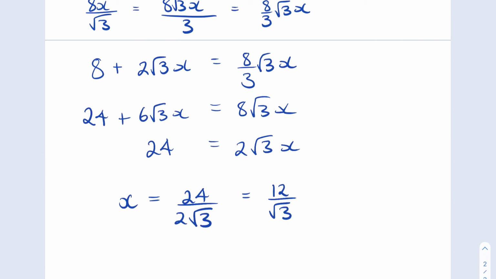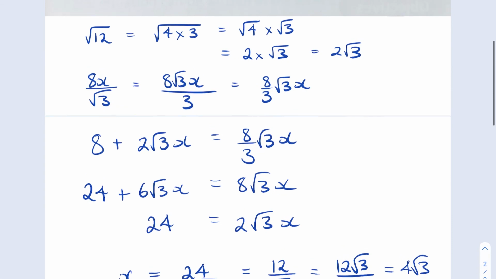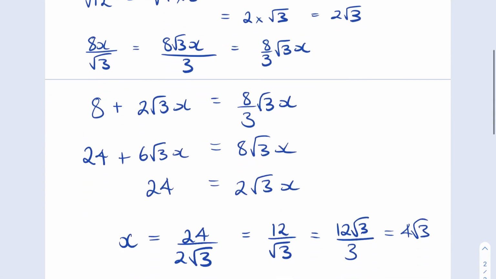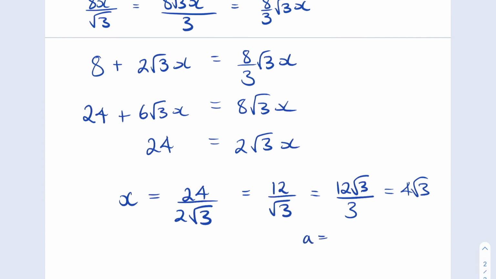And now I have an irrational denominator again, which I rationalise by multiplying top and bottom by root 3, leaving 12 root 3 on the top and a 3 on the bottom. And again, this can be simplified, common factor of 3 on the top and bottom. So this becomes 4 root 3. And that completes the question. That answer is in the form a root b, where a and b are integers, a being 4 and b being 3.